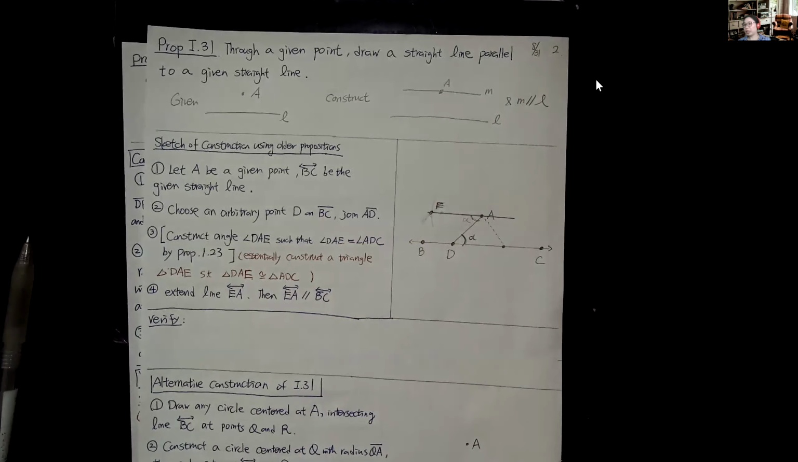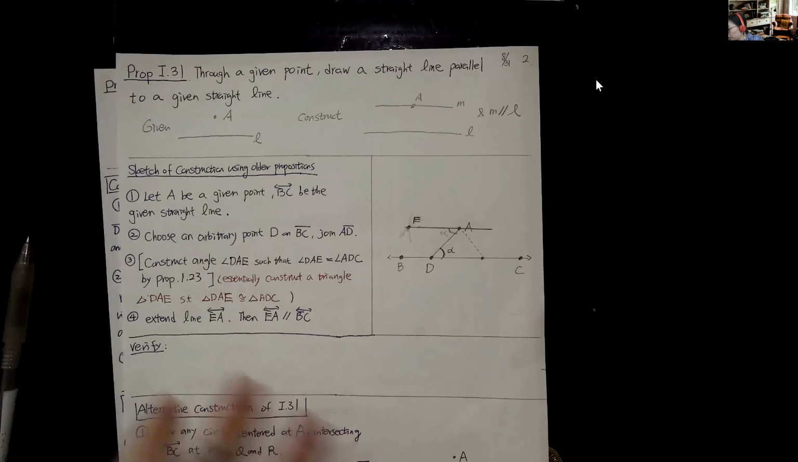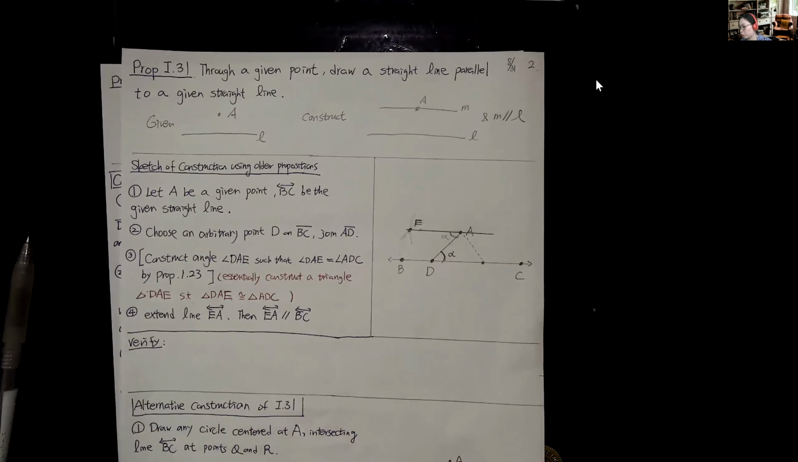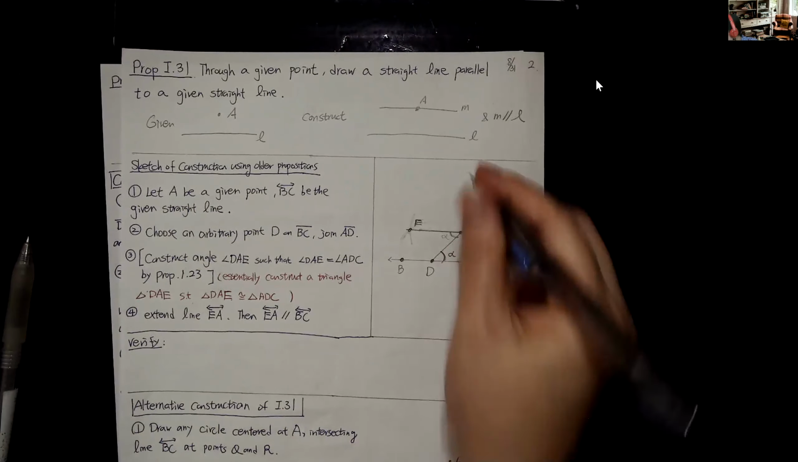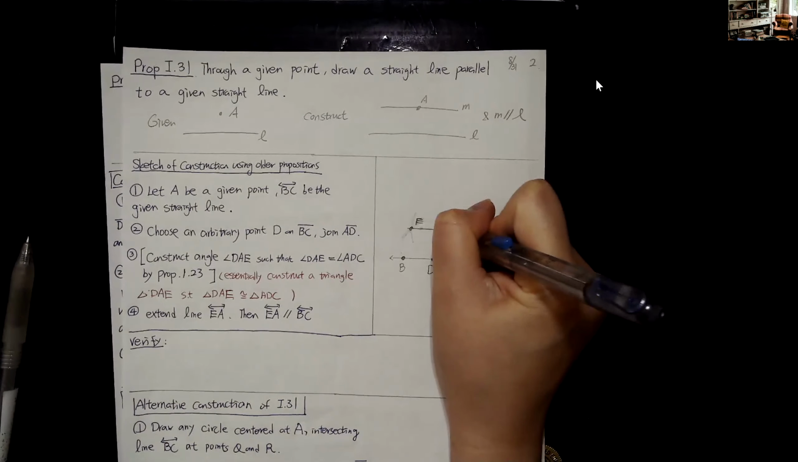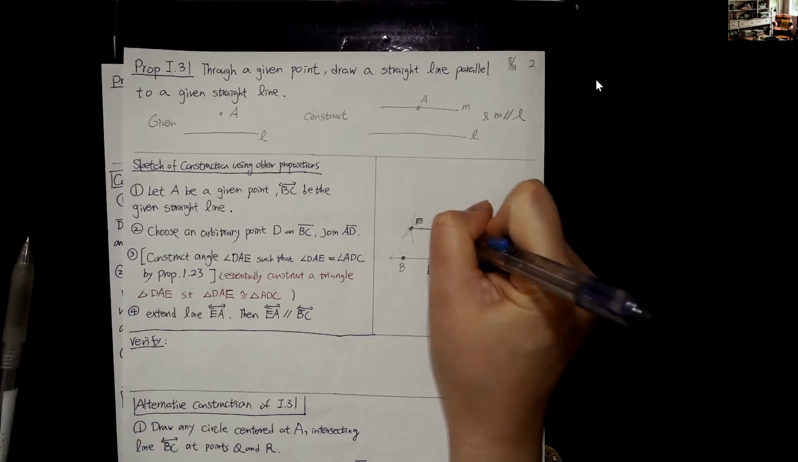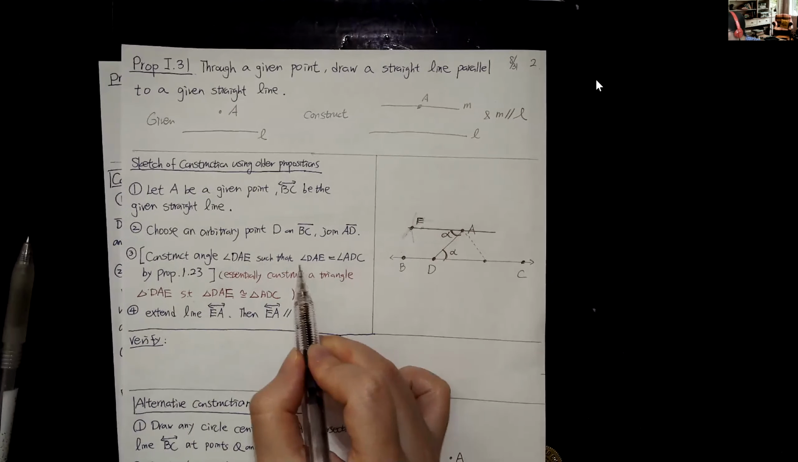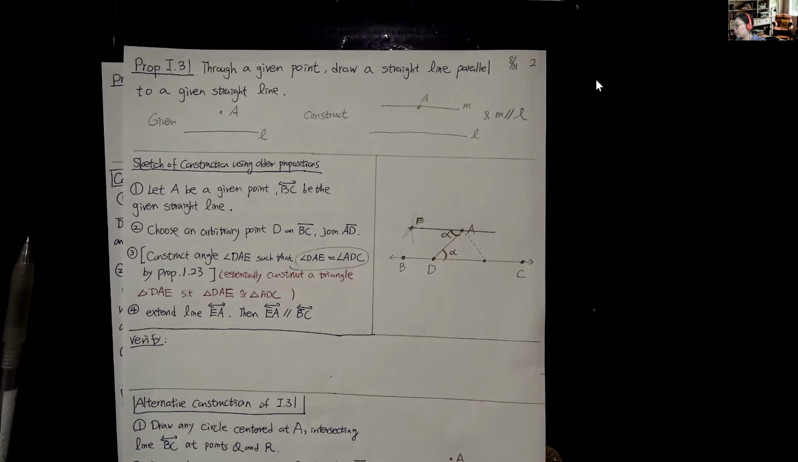I'm doing a cheating step, definitely. Please do not mimic me. I just need to do it quickly, so I already omit a lot of steps here. Essentially, what we want to do is construct this angle DAE such that DAE is the same as ADC, okay? That's essentially the sloppy step 3 here.